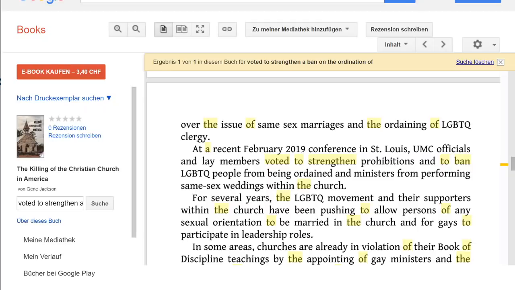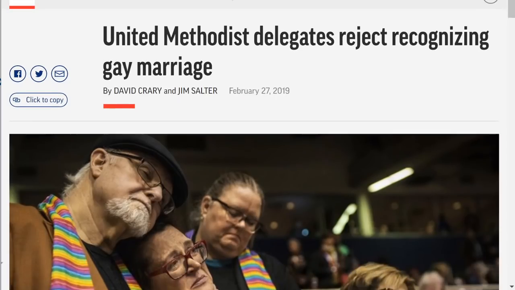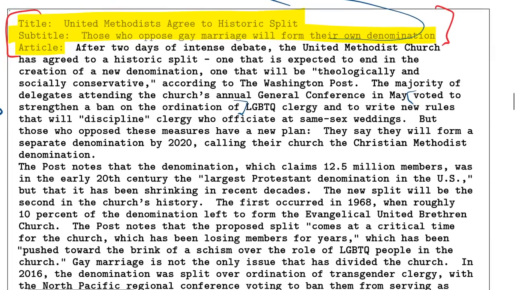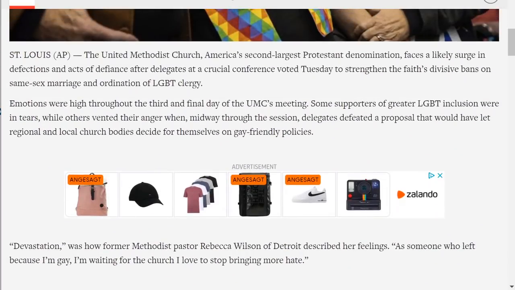It's not the same article, but it's talking about the same incident the article talks about, and it is using the same language. Probably the author read the article and is like, oh, I can't really copy-paste, that would not be really cool. So I'll just write it in my own words, but largely the same thing. The Associated Press here, also a different article, different title than this one right here, but about the same thing, and also with the same language right here: voted Tuesday to strengthen the faith's divisive bans on same-sex marriage and ordination of LGBT clergy.